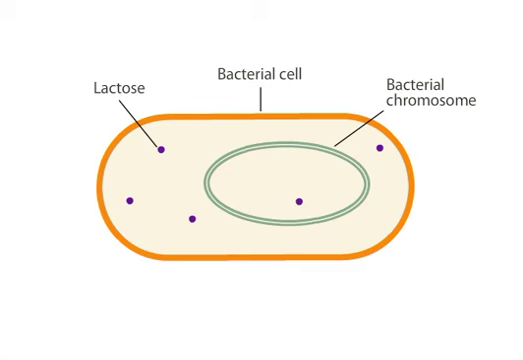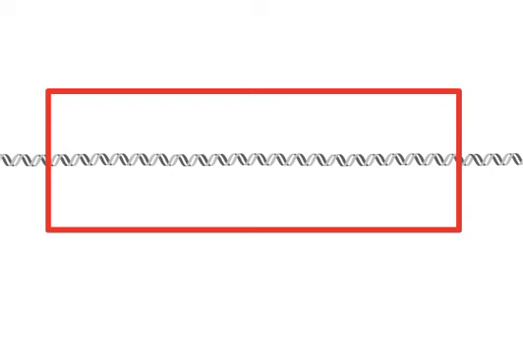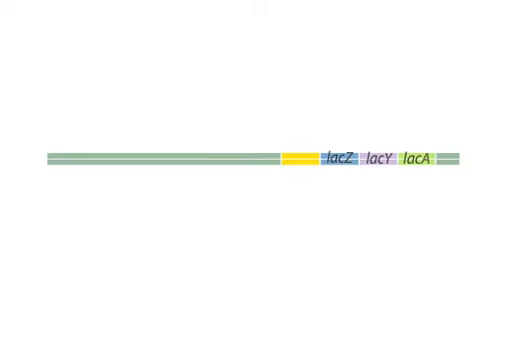To utilize lactose as an energy source, E. coli must produce the enzymes necessary for its metabolism. The genes for these enzymes are adjacent to one another on the bacterial chromosome and are transcribed together. A group of bacterial genes that are transcribed together is called an operon.